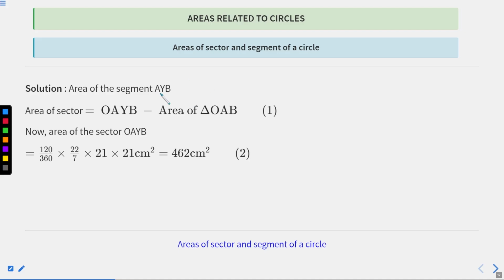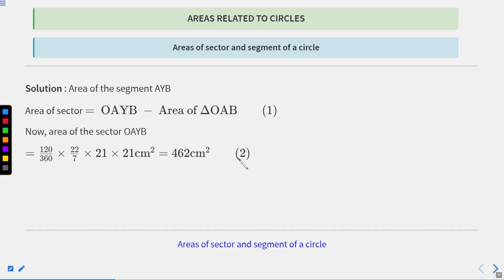The area of the segment AYB is actually equal to the area of sector OAYB minus the area of triangle OAB. Now the area of the sector OAYB is equal to 120 by 360 into 22 by 7 into 21 into 21 centimeter square, that is equal to 462 centimeter square. So the area of sector OAYB is equal to 462 centimeter square.